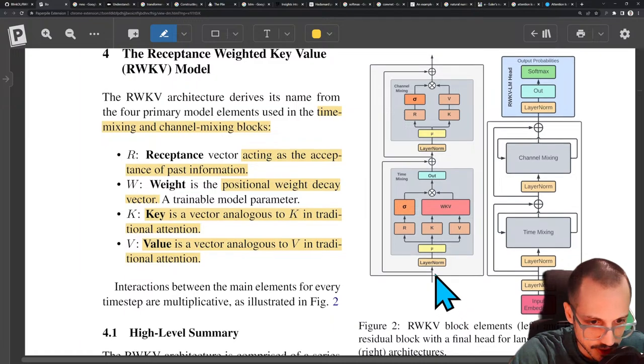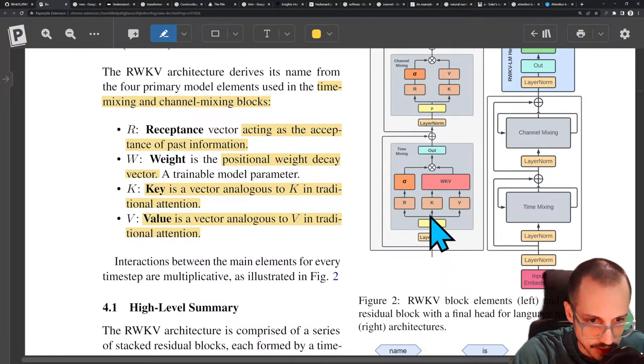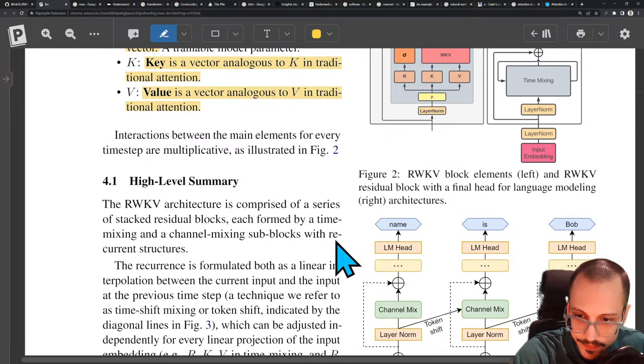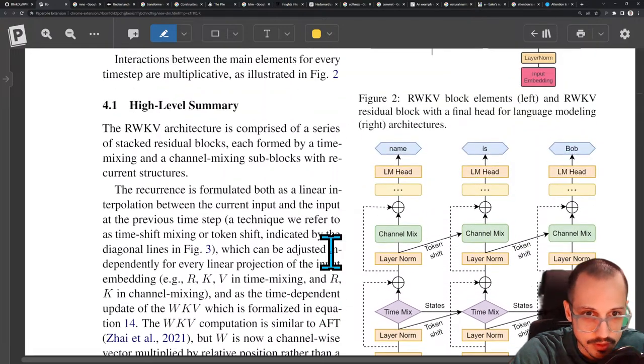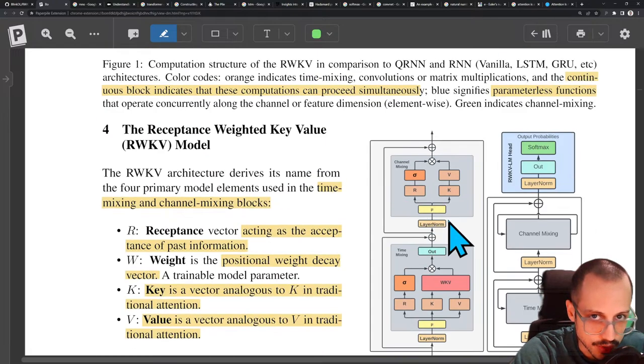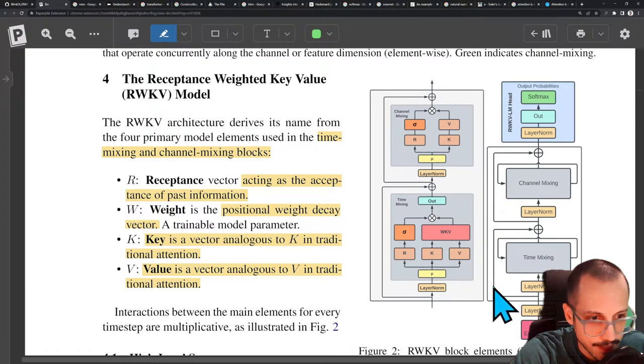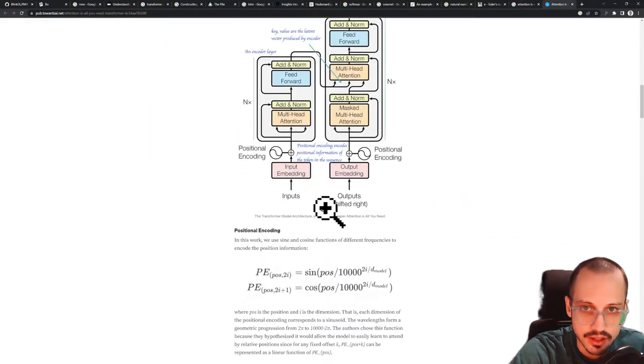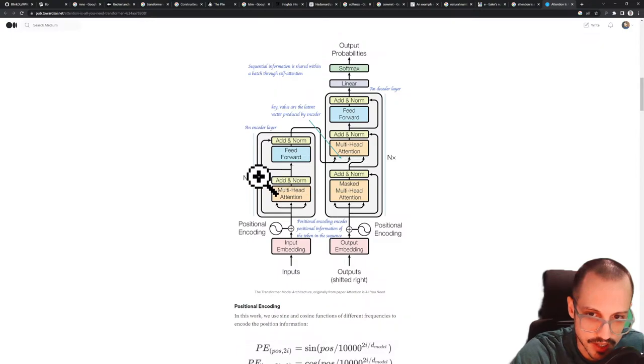The time mixing block, what is this mu? Do they define that? "Comprised of a series of stacked residual blocks, each formed by time mixing and channel mixing subblocks with recurrent architectures." So the recurrent structure, where is that coming in? That's weird, it's not coming in here. So this is a residual connection. You see the path that goes from here and then it gets concatenated. So these are just residual connections, which are analogous to the residual connections here.